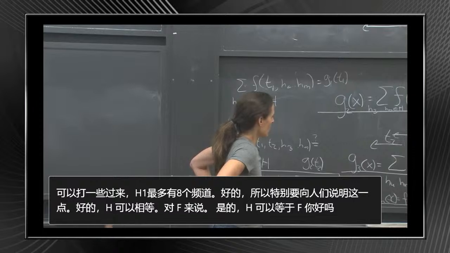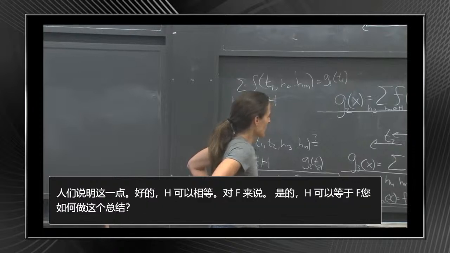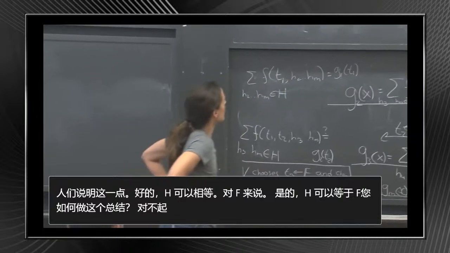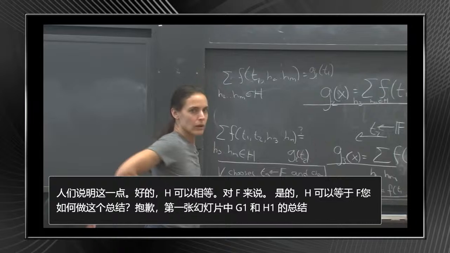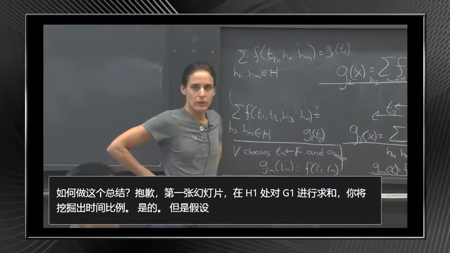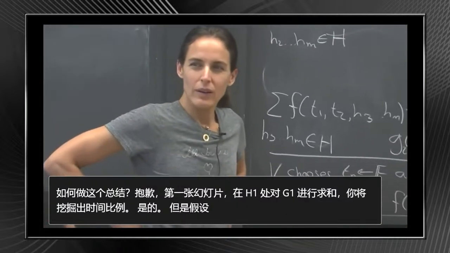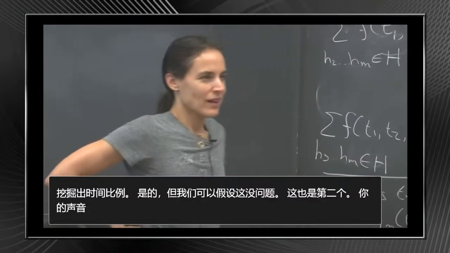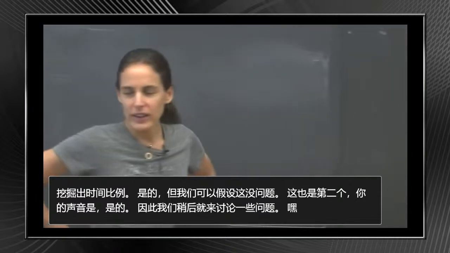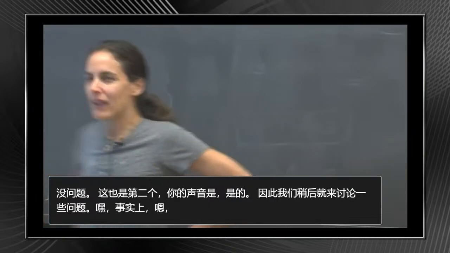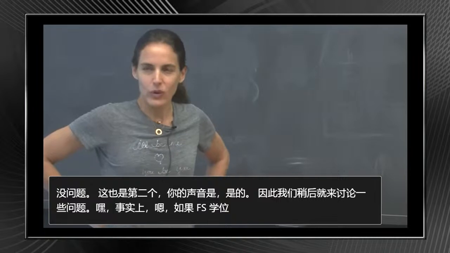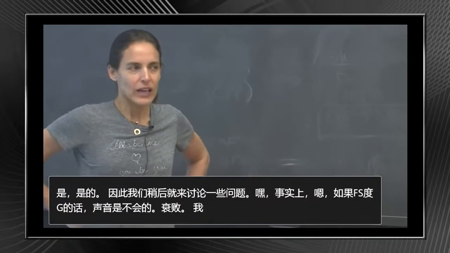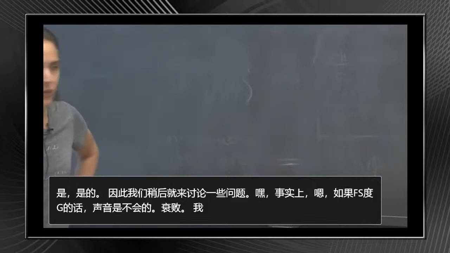How do you do the summation over G1 of H1? The first line, the summation over G1 of H1? You will take time proportional to f. But let's say that's okay. I think your soundness decays also. Say again? Your soundness goes away. Yeah, so we'll talk about soundness in a minute. Actually, if f is degree d, the soundness won't decay. Okay, let's talk about soundness, and then we'll see.